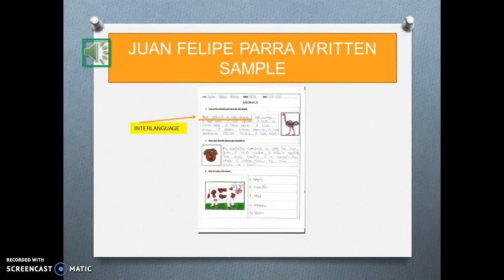This second sample is from Felipe. We took only one of his sentences to be analyzed because sometimes it is difficult to understand what he wants to communicate. He also seems to repeat the same structure over and over again.